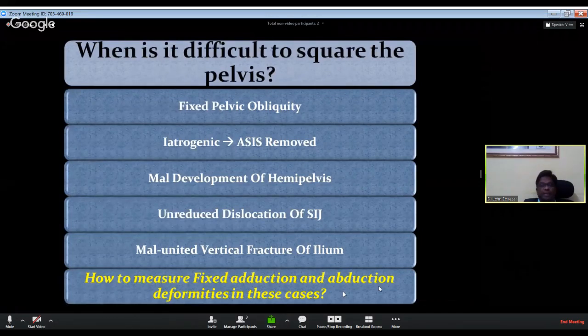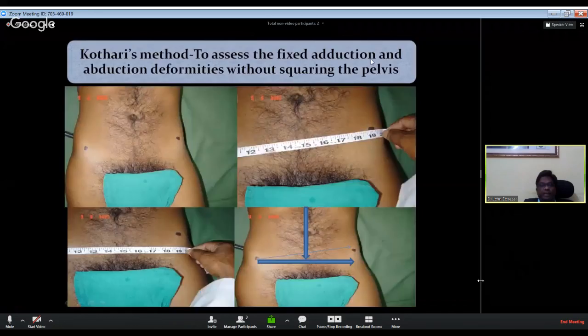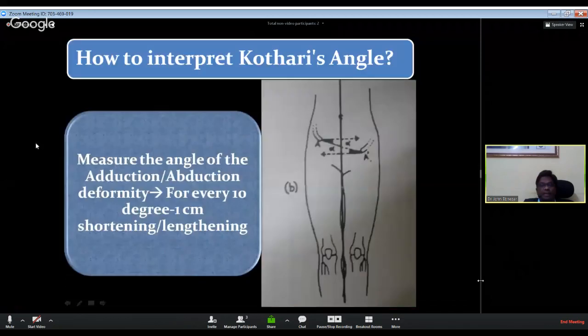And this is where the Putti's method comes into help. This method helps to assess the fixed adduction deformity without squaring the pelvis. How to do that? You mark the two anterior superior iliac spines, and draw a line joining them and a horizontal line. The angle here gives you the fixed adduction and abduction angle. For every 10 degrees of the angle of deformity, there is 1 centimeter of shortening. Hope you understood this method.